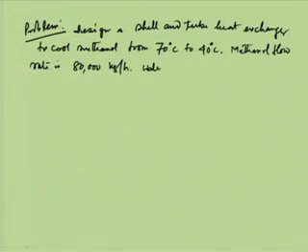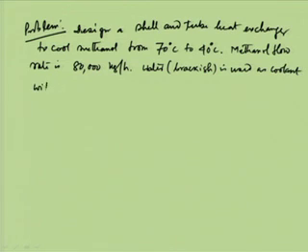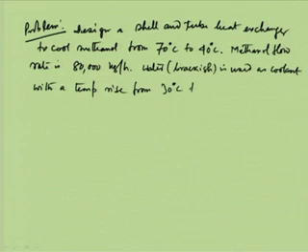Now, brackish water, that is corrosive rather than polluting, is used as coolant, with a temperature rise from 30 degree centigrade to 40 degree centigrade. So, coolant temperature rises from 30 to 40 degree centigrade.